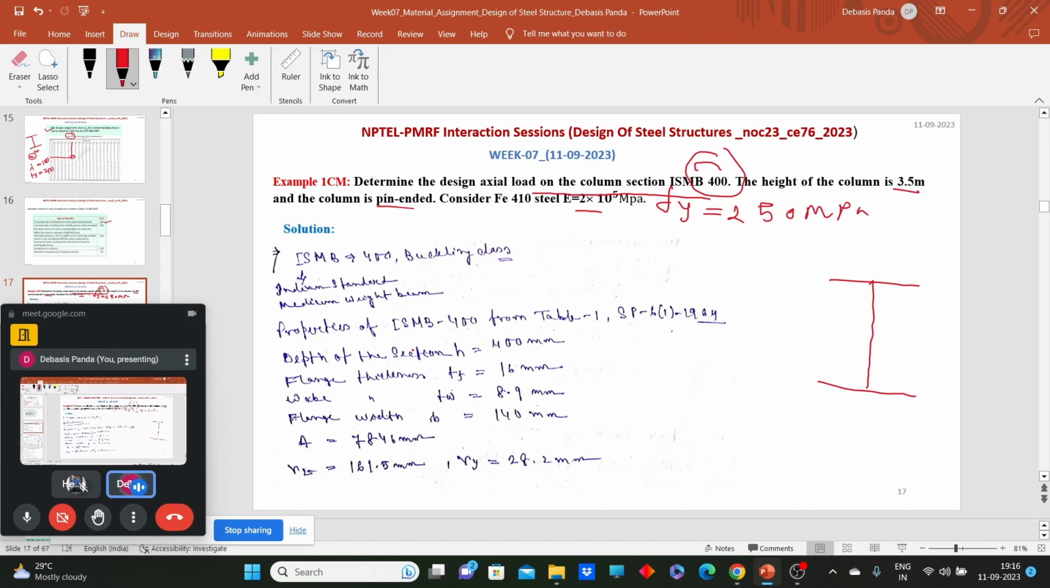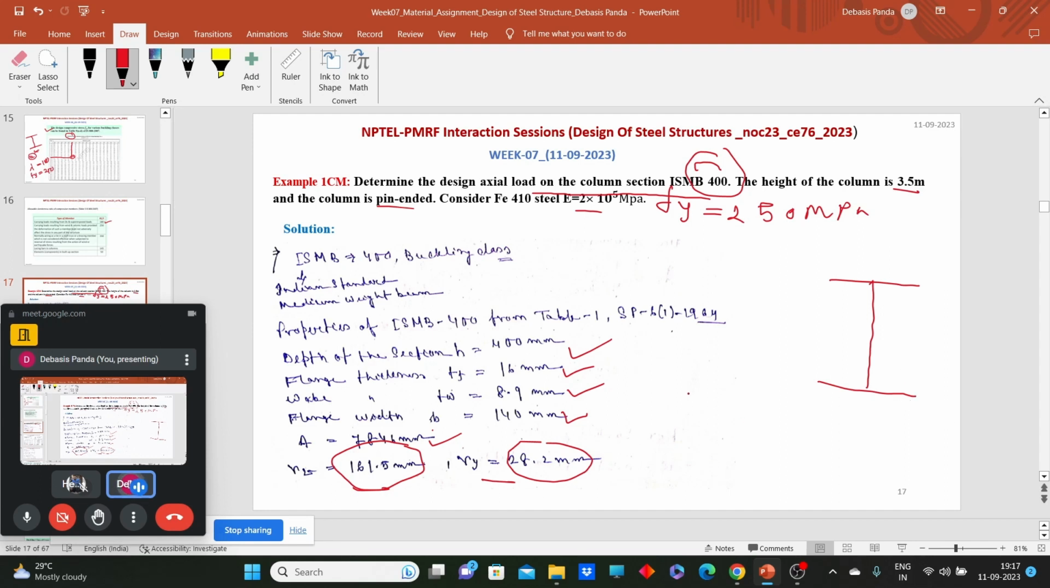Here I have fetched that data from the table of SP6, where I have taken the H value, the depth, TF, the thickness of the flange, the thickness of the web, the width of the flange, the cross sectional area, and the two radii of gyration about two axes. We can see that the radius of gyration about the principal axis is much more than the radius of gyration about the minor axis. That is the main problem with a single section when we use it as a compression member. We will discuss it when we go into built up sections, which is why we need built up sections.